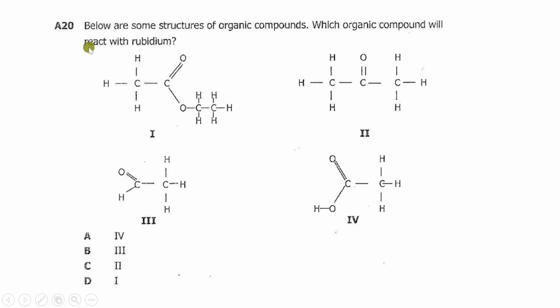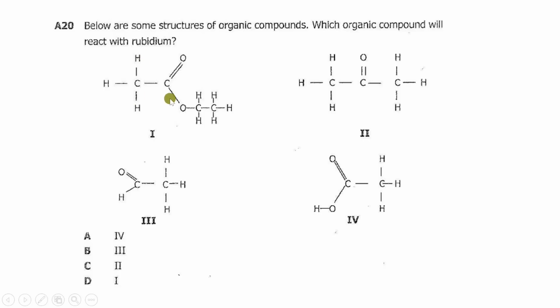Then we come to 20, A20. Below are some structures of organic compounds. Which organic compound will react with rubidium? So, rubidium is a metal. Metals react with acids, so only an organic acid would react with it.